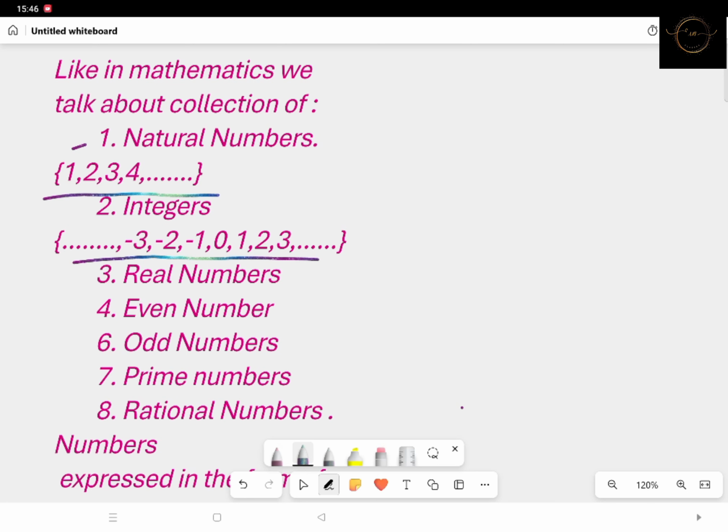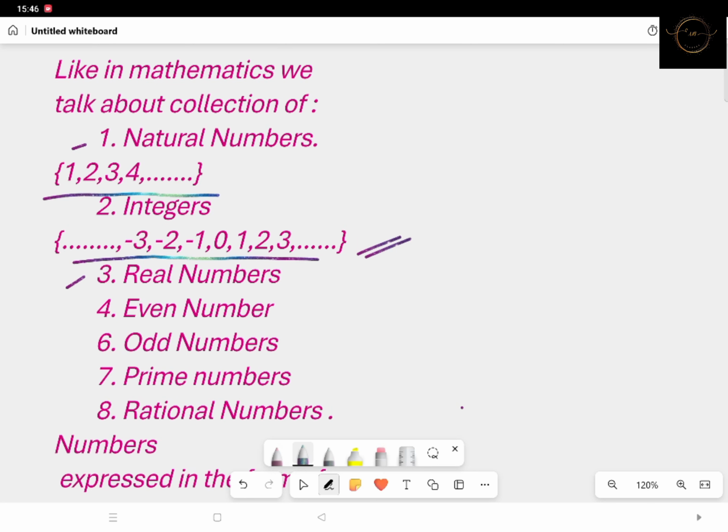So when you talk about these sets of numbers, we say that it is called a collection of integers. Next, real numbers. What are real numbers? The total collection of rational numbers and irrational numbers is called real numbers. I have already uploaded the video where I have taught about rational and irrational numbers, there you will find it. So the entire collection is called a collection of real numbers.